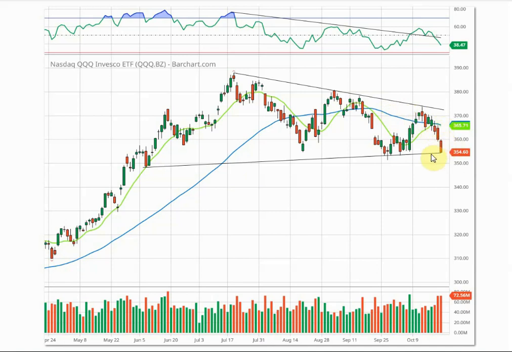So the QQQs are below the 50. They're also below the 10-day. Not good. And the RSI, downward trend. We're down in the negative territory here.